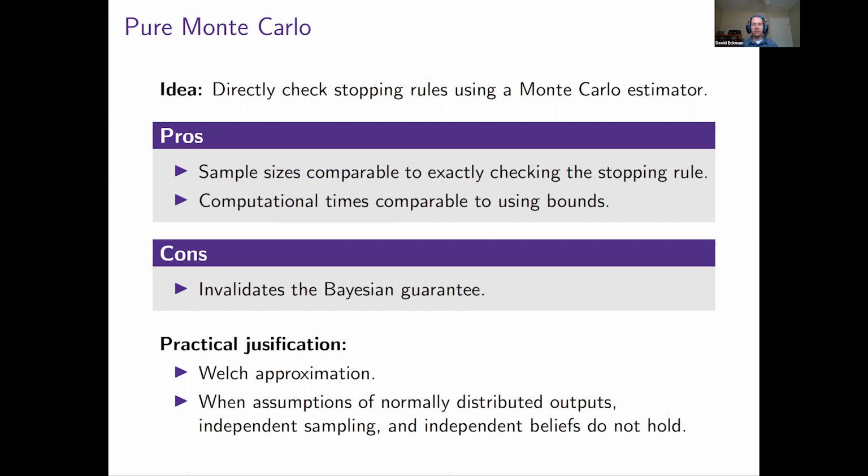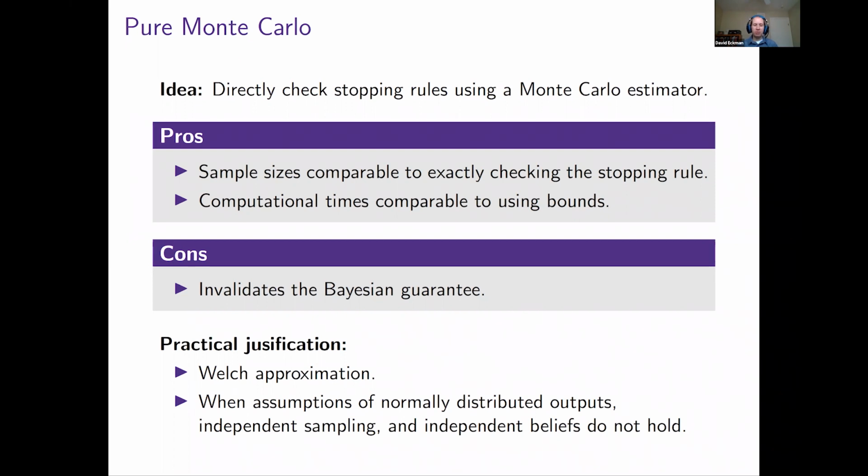The cons of this, though, are that it's going to invalidate your Bayesian guarantee. The reason being that this Monte Carlo estimator is a random quantity, so it's subject to random error. And that means you may not actually be stopping at a time for which your posterior distribution says you've collected enough evidence to meet your guarantee.